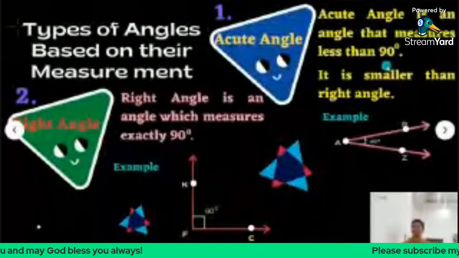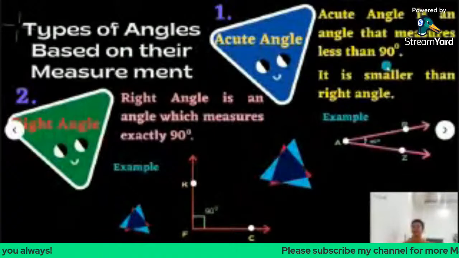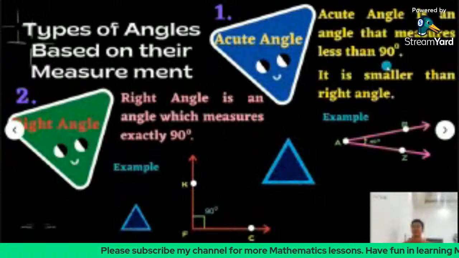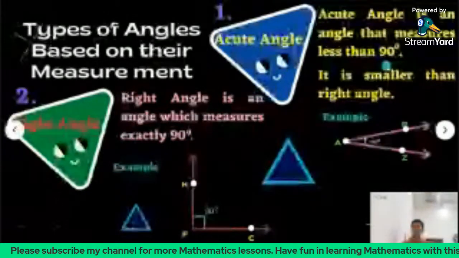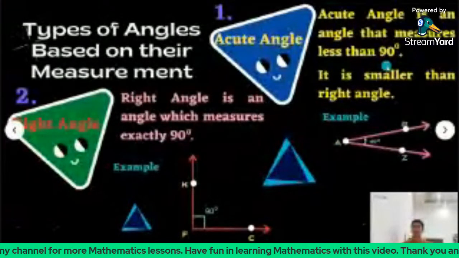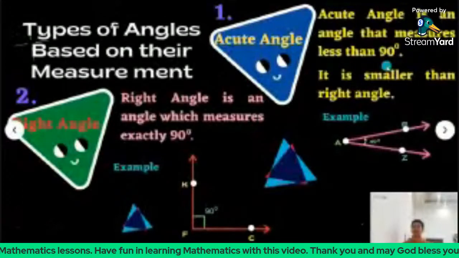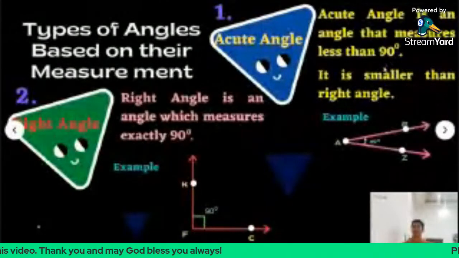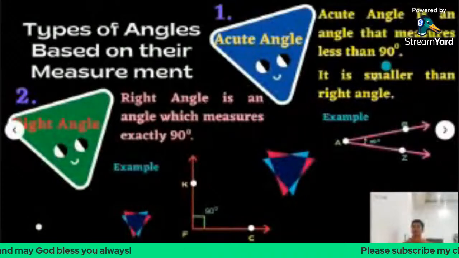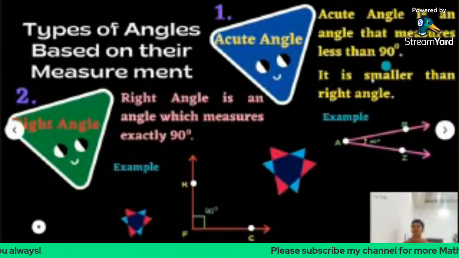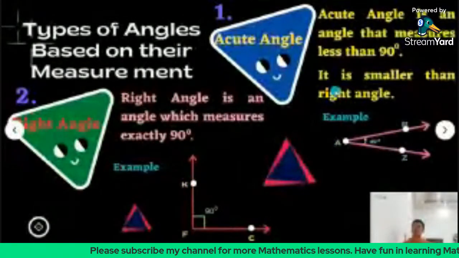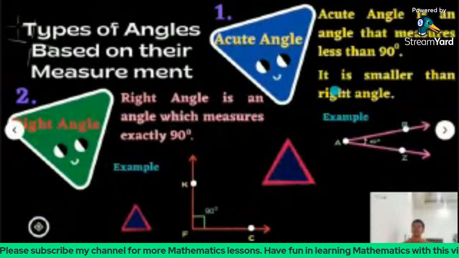Okay, let's proceed to number 2 type. For number 2 type, we have the right angle. What does it mean when we say right angle? A right angle is an angle which measures exactly 90 degrees. When we say right angle, there is only one exact measurement, and that is only 90 degrees.